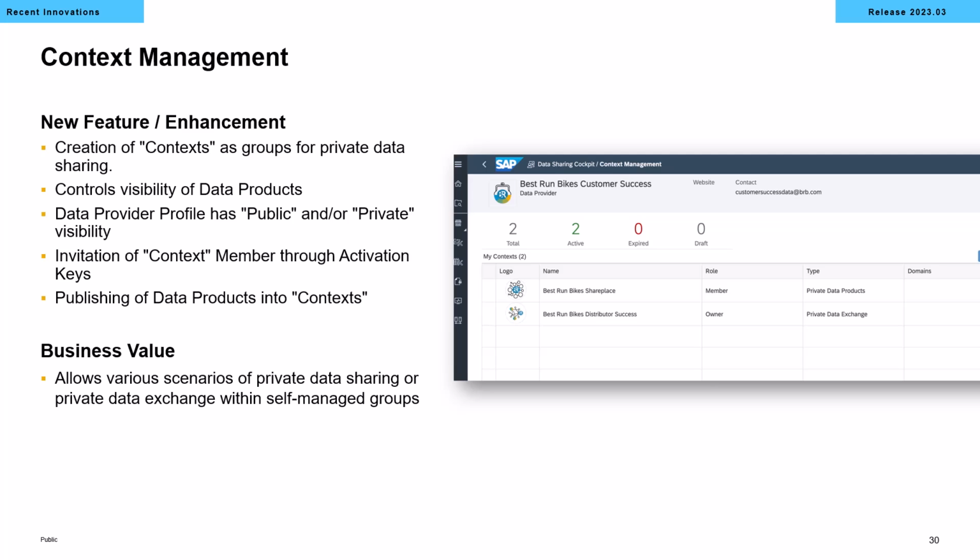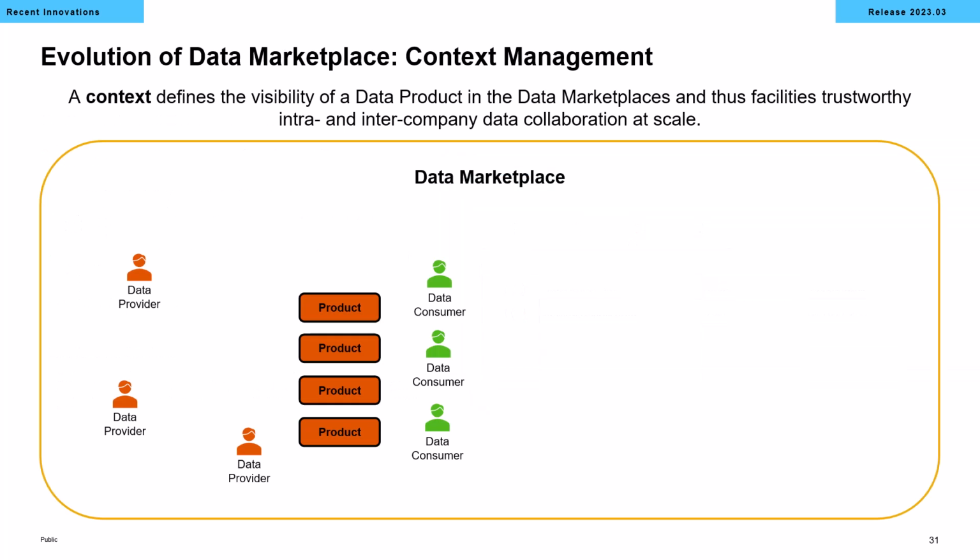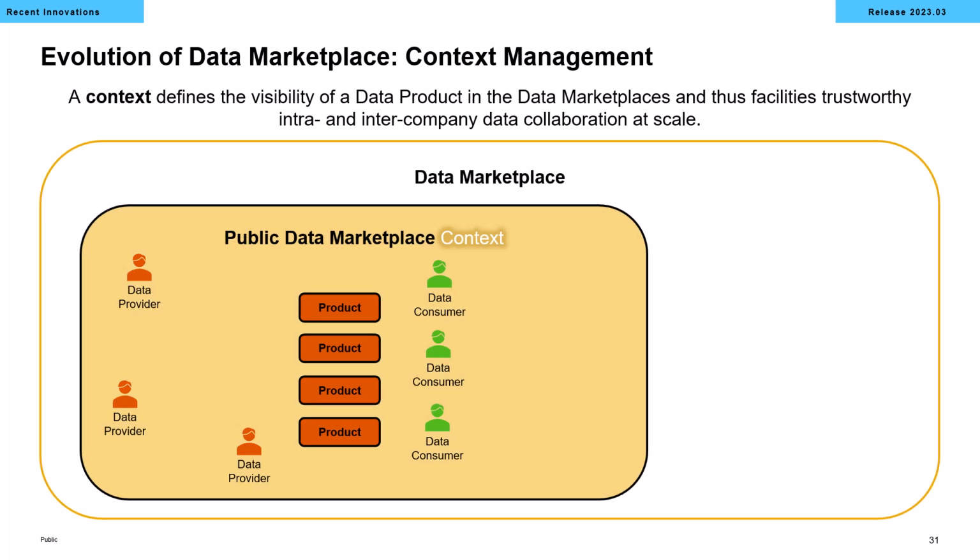So this is a very new, powerful feature, but let me use some additional slides here to visualize what we mean with a context. So all the data providers who define data products and which are used then by data consumers on the marketplace are, since the data context management is now available, automatically public data products, and they've been automatically migrated to that kind of context when we introduced the context management.